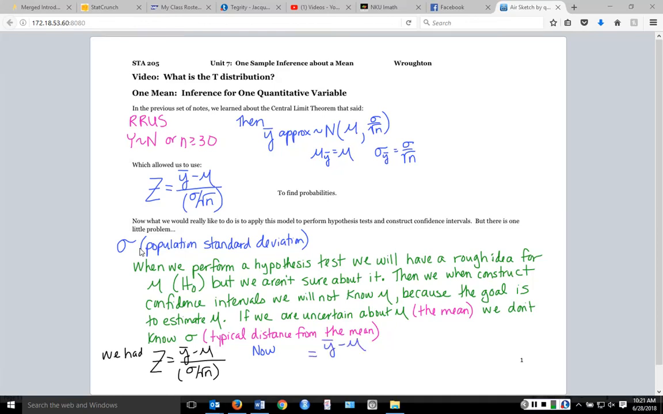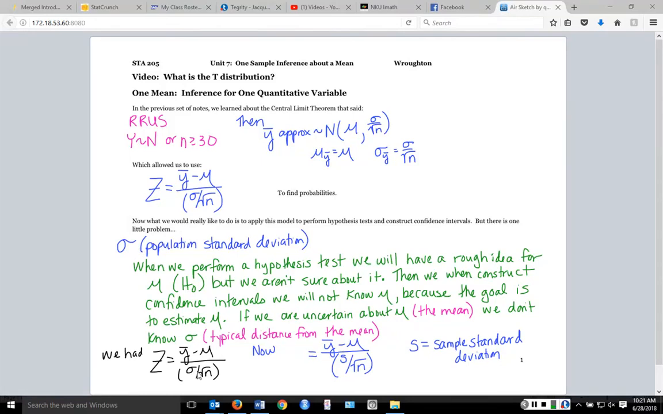Y bar and mu weren't necessarily our problem here. It's mainly sigma. And instead of sigma, I'm going to put S in there. That's the only thing I'm going to replace. So first, as a reminder, what is S? S is our sample standard deviation. The one that would actually come from the data we collect versus sigma, that was the population standard deviation.